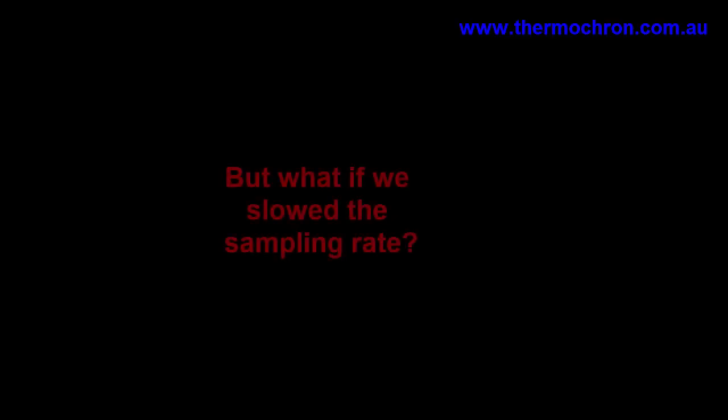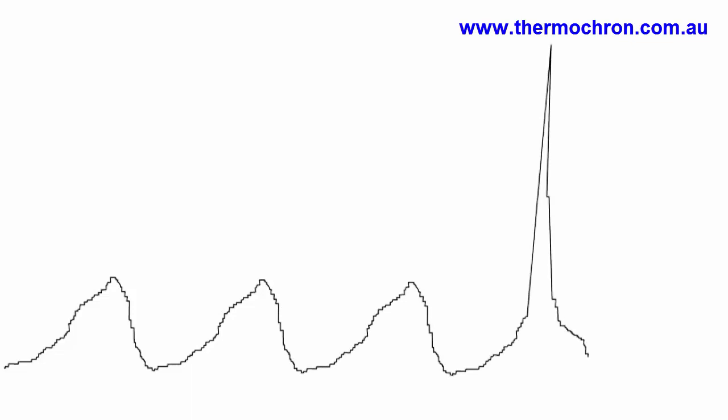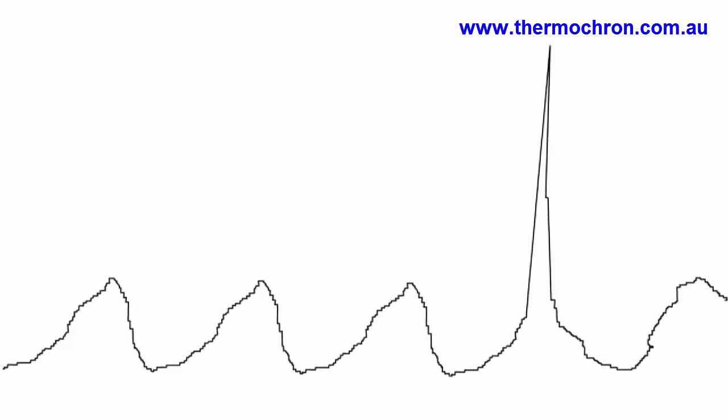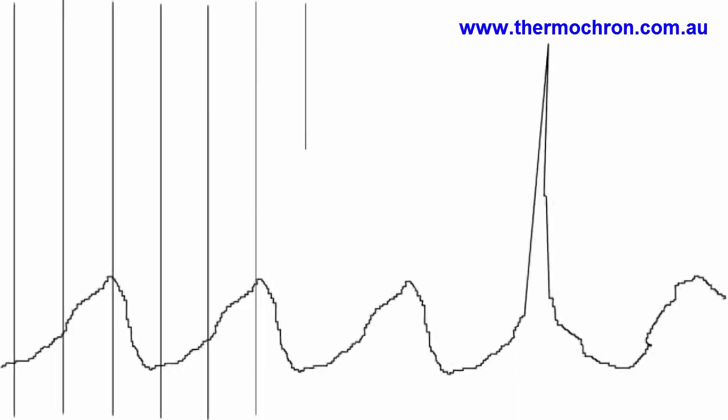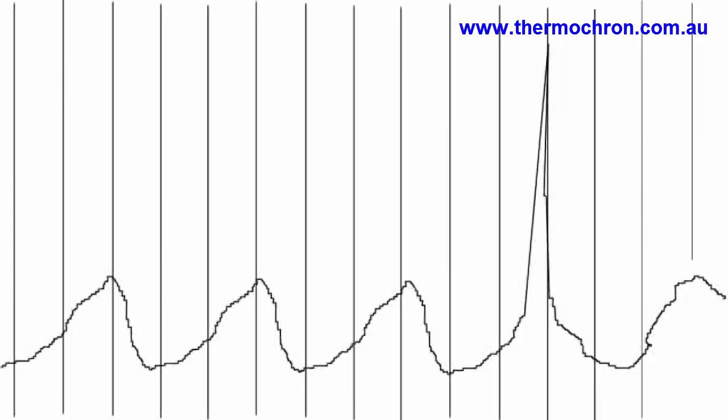Now let's do the entire exercise again, but this time we are going to slow down the sampling of the temperature. So it is the same temperature, but now the readings are further apart. And we have half the number of readings.